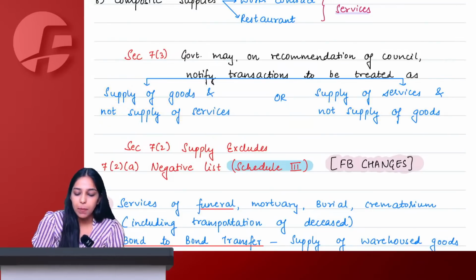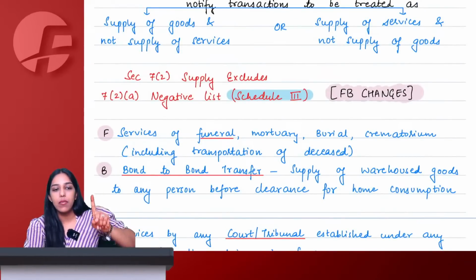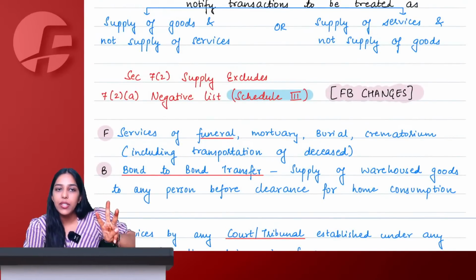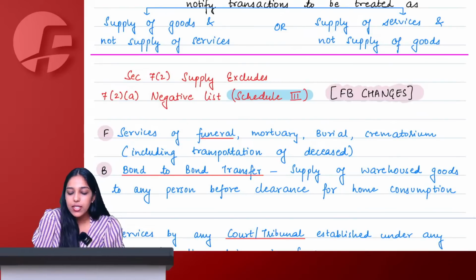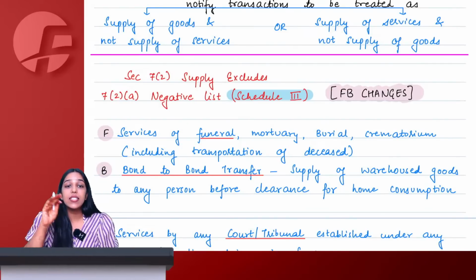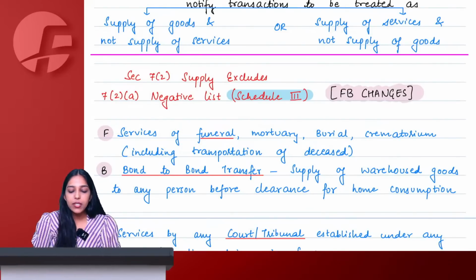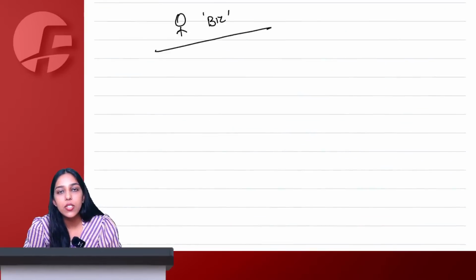It is all very simple. So we have completed section 7(1), 7(1)(a) and 7(3). Now moving on to the last section for the chapter, which is section 7(2), which says supply excludes. What is not included in the list of supply? Supply excludes.